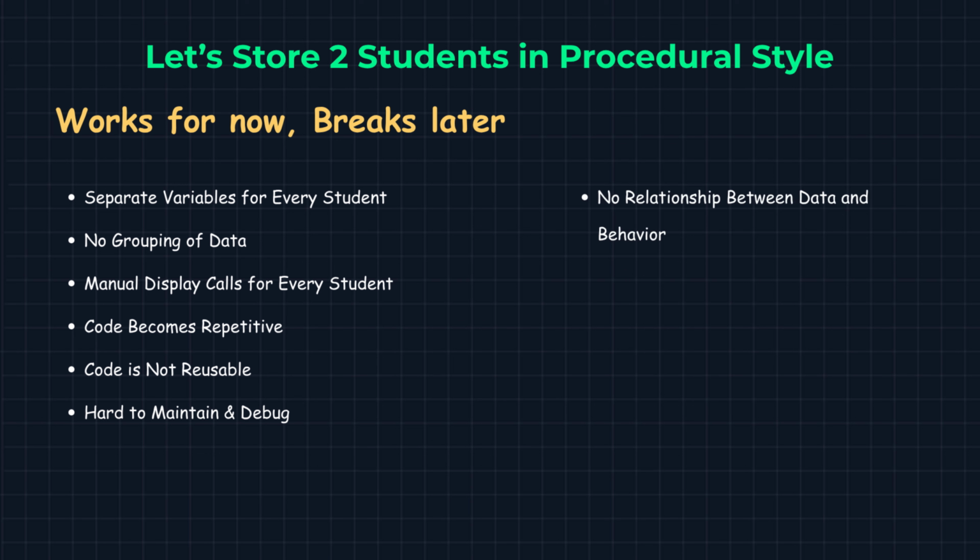We store name and age in variables and display logic in separate functions, but there's no connection between the two. A student has the ability to introduce themselves, but in procedural, the student's data and their behavior are split apart. In real life, a student is one unit: name, age, behavior, all packed together, but procedural style treats them as scattered data. Think of a WhatsApp contact. It's stored as one entity: name, number, DP, and so on.